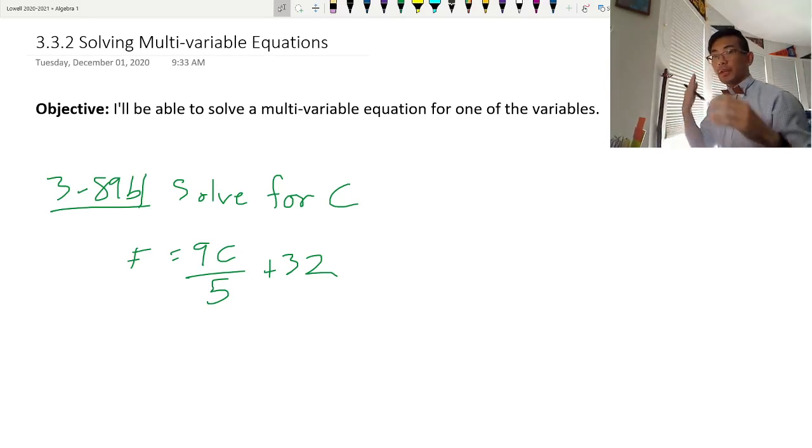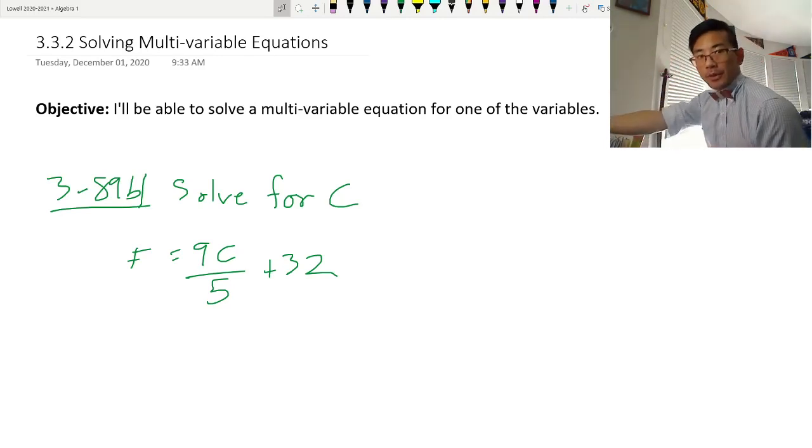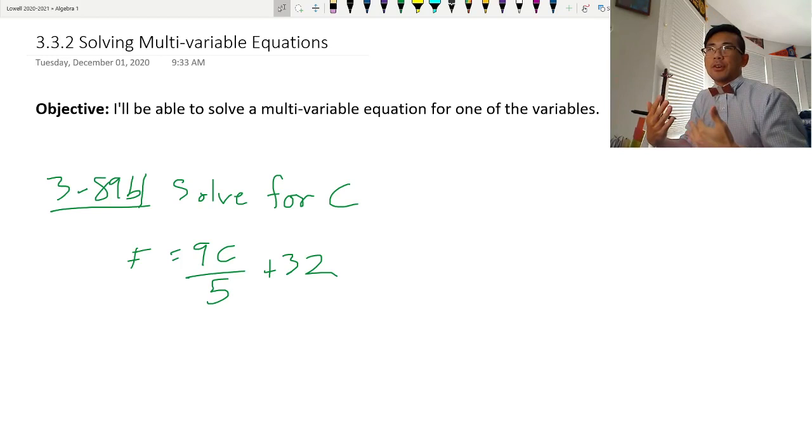Hello folks, in this video we're going to talk about how we can take an equation with multiple variables and rearrange it so that we can solve it for another variable. Here's an example of why that would be helpful. This equation right here is a way to convert between Celsius and Fahrenheit.